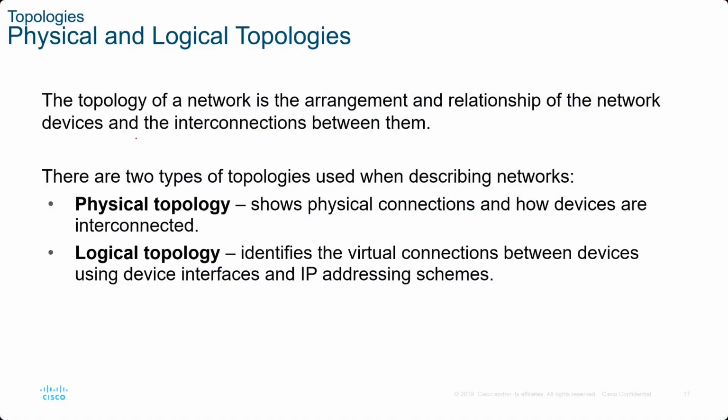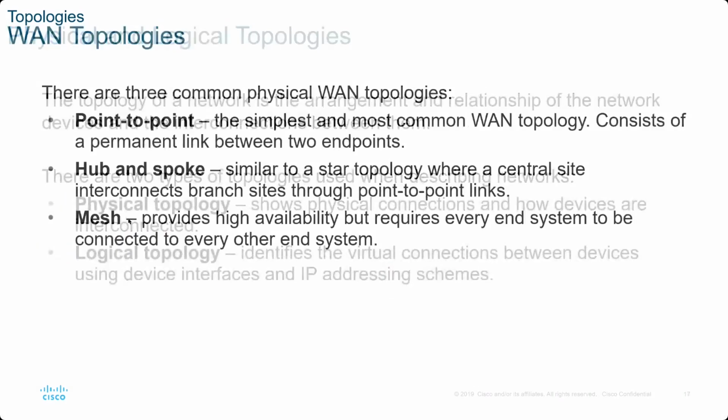Now that you understand up to this point, let's talk about physical and logical topology, which we have talked about before as well in the physical diagram and logical diagram. The physical topology shows the physical connections and how devices are interconnected. The logical topology will identify the virtual connections between devices using device interfaces and IP addressing scheme. We have covered these, I think, in the very first module, the difference between a physical topology and a logical topology.